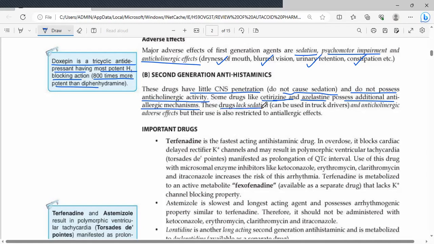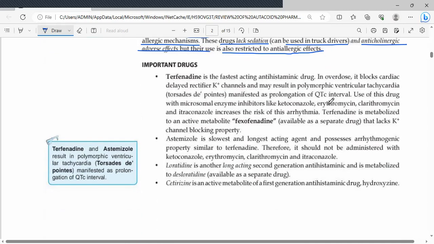Now, these drugs lack sedation, because they have little CNS penetration, so they can be used safely for truck drivers or people who require constant attention. They also lack anticholinergic effects, but their use is restricted to anti-allergic effects. Now, some of the important drugs in the second generation antihistaminics include, one, terfenadine, which is the fastest acting antihistaminic drug. Now, overdose of terfenadine usually blocks the cardiac delayed rectifier potassium channels.